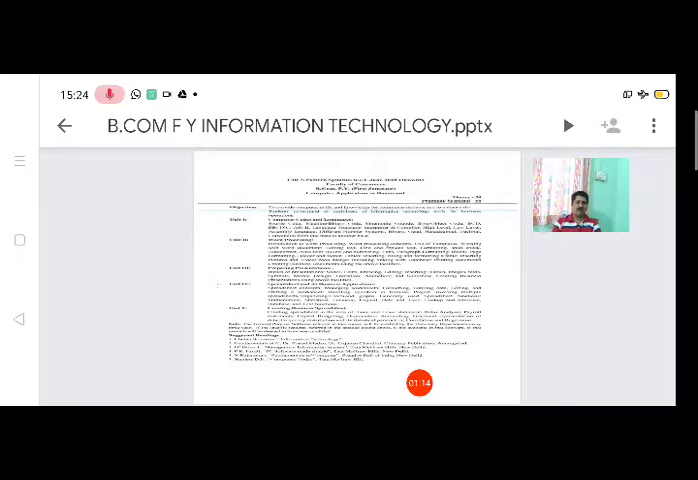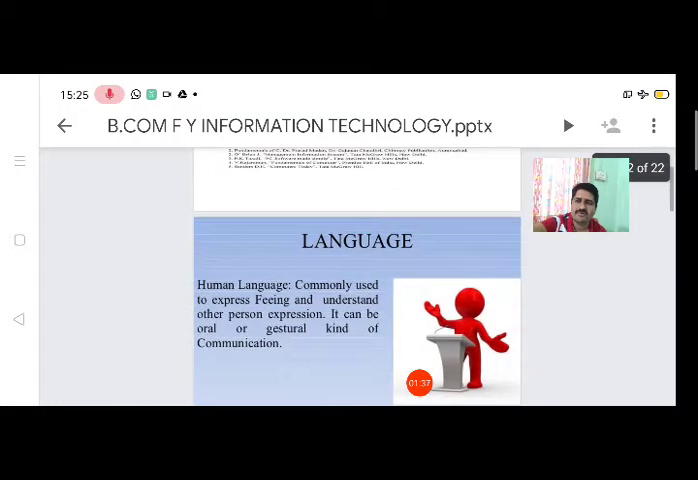Then second unit, word processing. Then third unit, preparing the presentations. Then fourth unit, spreadsheet and business applications. Then fifth unit, creating business spreadsheet. Let us start this syllabus.